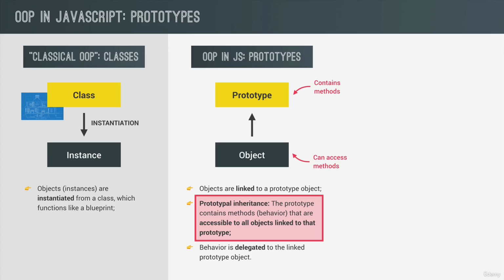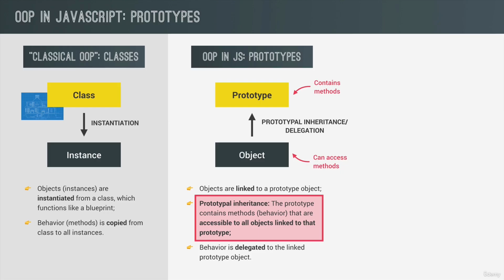And behavior is just another term for methods here. So besides prototypal inheritance, we also call this mechanism delegation. And that's also the reason why this arrow is pointing upwards, because technically objects delegate their behavior to the prototype. On the other hand, in classical OOP with classes, the behavior, so the methods, are actually copied from the class to the objects. And so that is completely different.